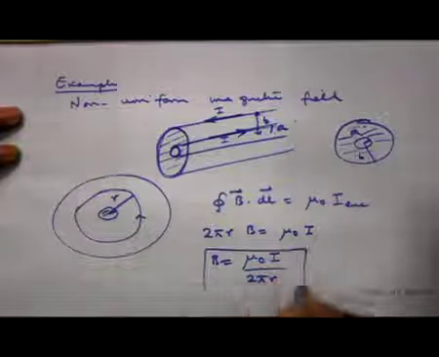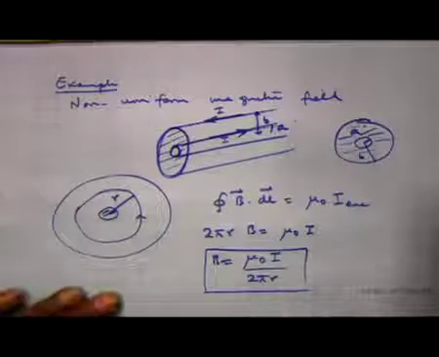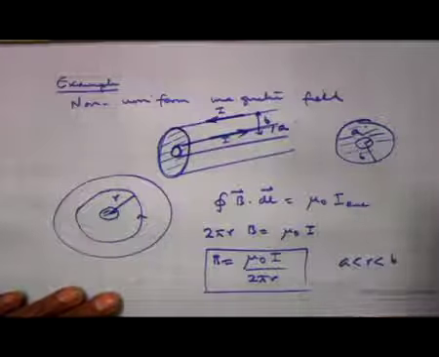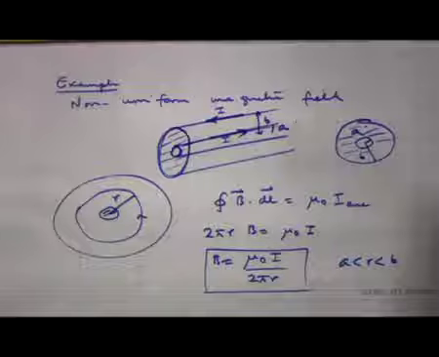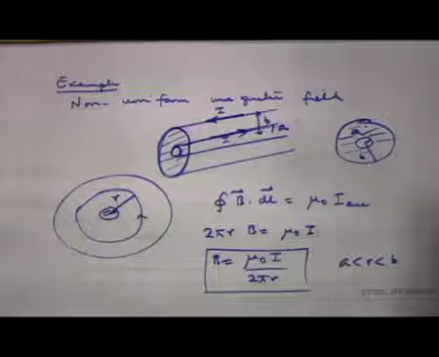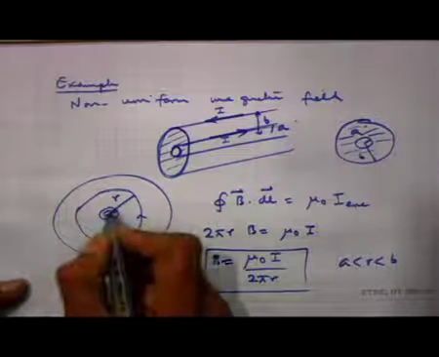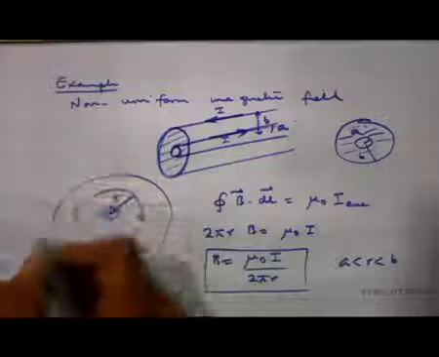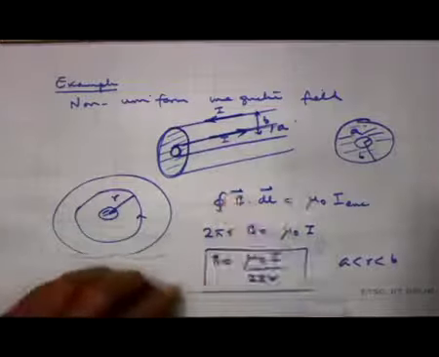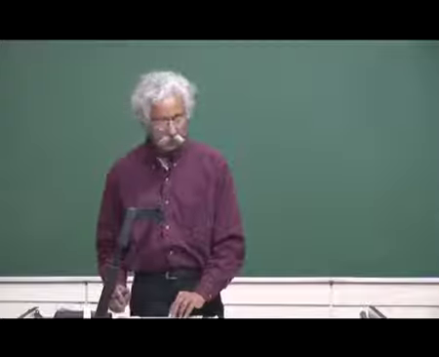So, that is the magnetic field, and that magnetic field only exists between A less than r less than B. For r less than A, the magnetic field is 0, and for r greater than B, the magnetic field is 0. So, I leave it as a problem to you. Please show that there is no magnetic field for distances less than A, and there is no magnetic field for positions outside this coaxial pair of conductors. So, that is the magnetic field generated.